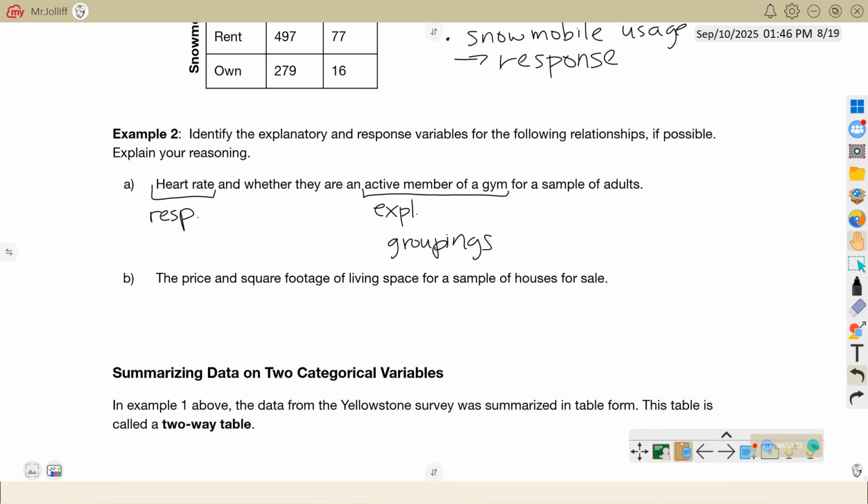Next one. Same idea, explanatory and response. Explain the price and square footage of living space for a sample of houses for sale. Give you about 30 seconds to talk with your neighbors.